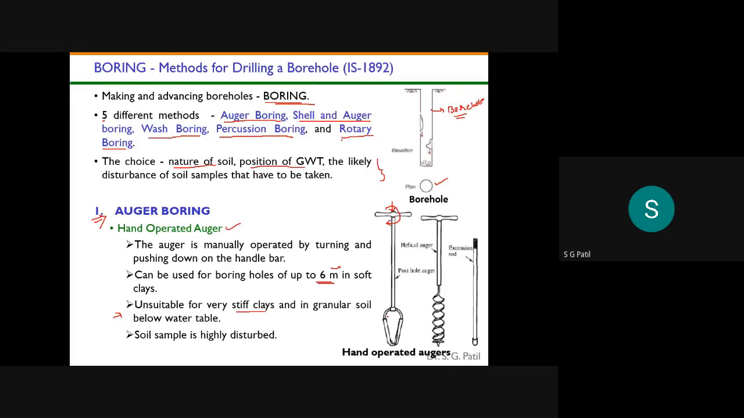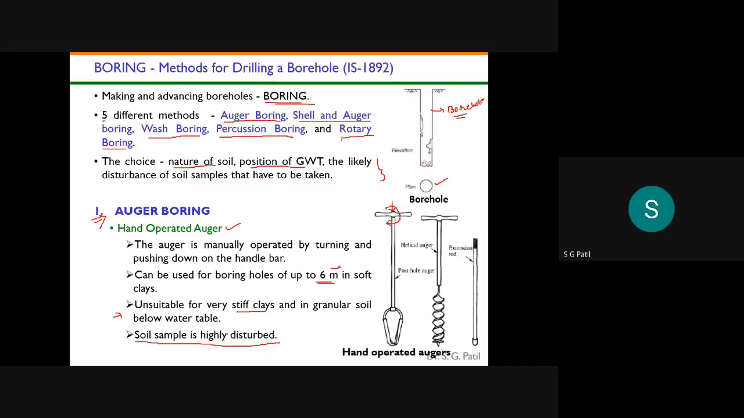That's why it is not suitable for stiff clay. Also, if the ground consists of a lot of boulders or a lot of stones, then these hand operated augers are not suitable. And whatever samples you get from this will be highly disturbed soil samples.